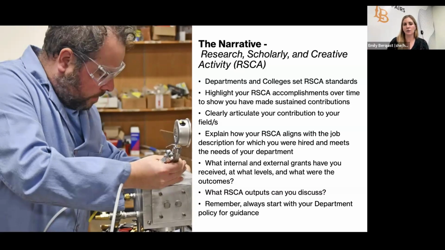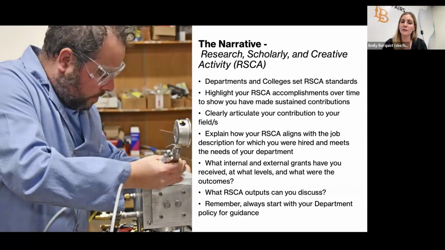When you're talking about your RISCA, you want to highlight how you have built on projects over time, right? You have sustained contributions to your field. I think one of the things that evaluators want to see is that, say you're going up for full, it's not just that you completed your dissertation and published a series of articles or a monograph based on that dissertation, and then you stopped. It's that you've continued working in various ways over time.